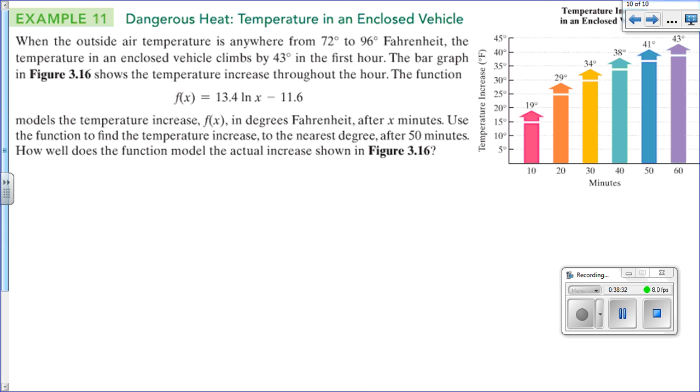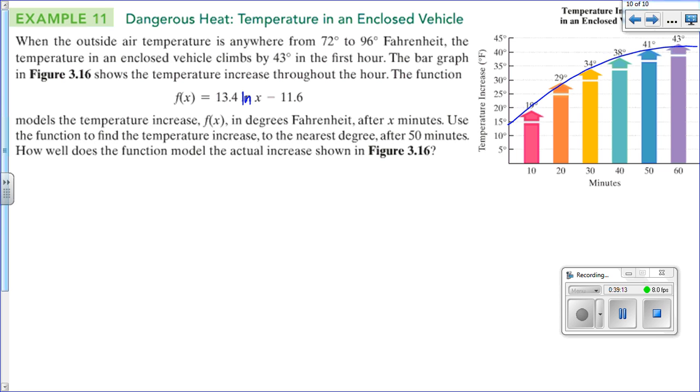So let's look at the very last problem. When the outside air temperature is anywhere from 72 to 96 Fahrenheit degrees, the temperature in an enclosed vehicle climbs by 43 degrees in the first hour. And we hear a lot of kids being left in their cars, so don't do that when you become a parent. If you look at that graph, you could connect the bars or the arrows, and you will see the pattern of a logarithmic function. Since the temperature is increasing continuously, we use natural log because that represents continuous change.